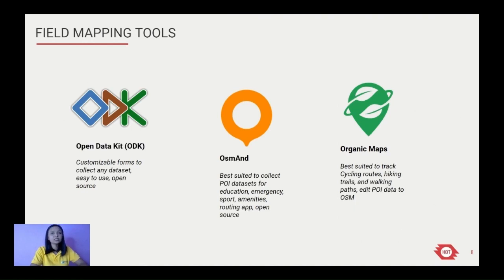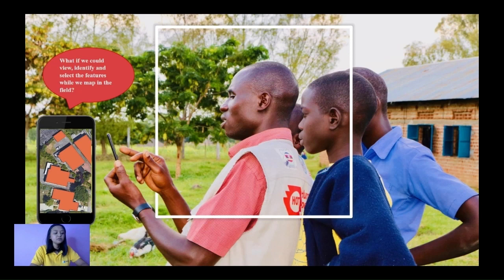There are different field mapping tools that we can use to gather data sets. There are ODK, OSM, and Organic Maps, and many more. So this is where we're trying to streamline the field mapping activities and make the field mapping process a little easier and more manageable for the users.